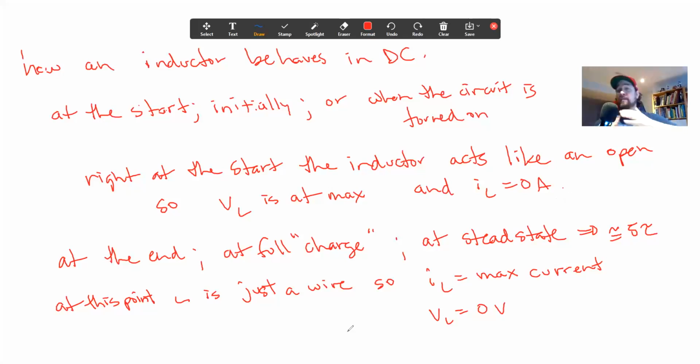And then at steady state, after a long time, after we've fully charged or discharged, the inductor is just a wire. So IL will be its max and VL will be 0. The opposite is true for the capacitor. After a very long time, no more charge can be added to the capacitor, so it acts like an open circuit. And so your VC is the maximum voltage and your IC is basically 0.